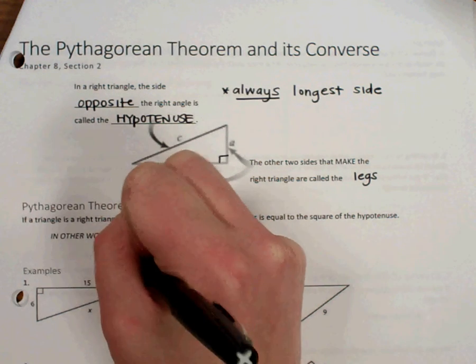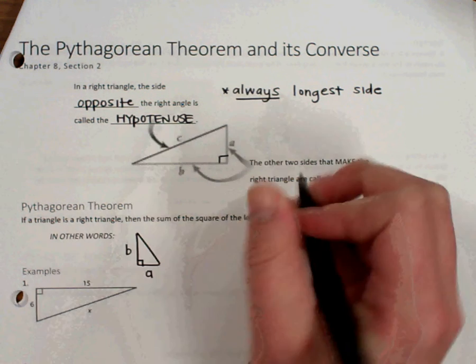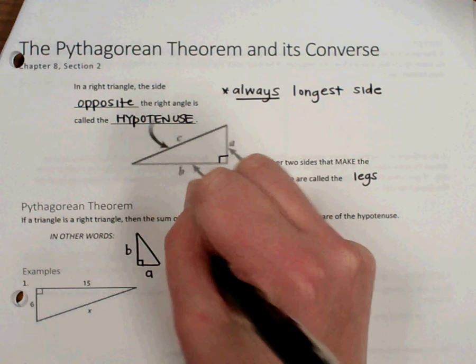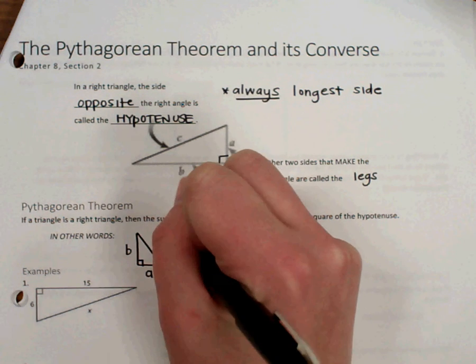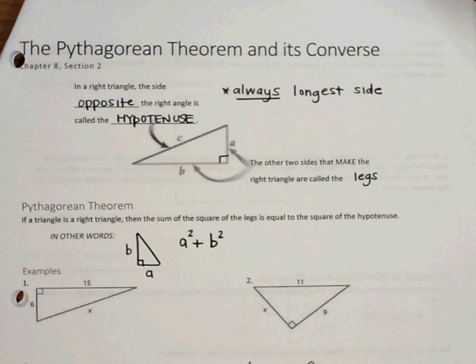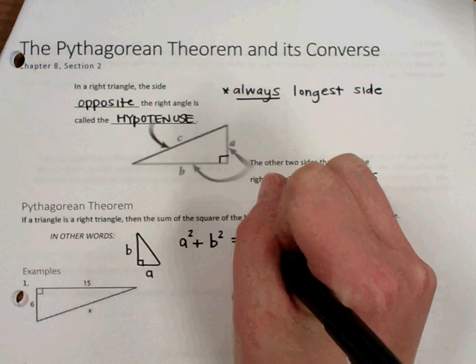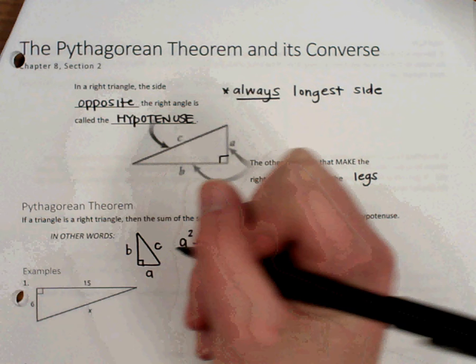Our legs we're going to label as A and B. It says the sum of the square of the legs. So the sum means we're adding things. The square of the legs, we're going to square each of them individually, and that sum is equal to the square of the hypotenuse.